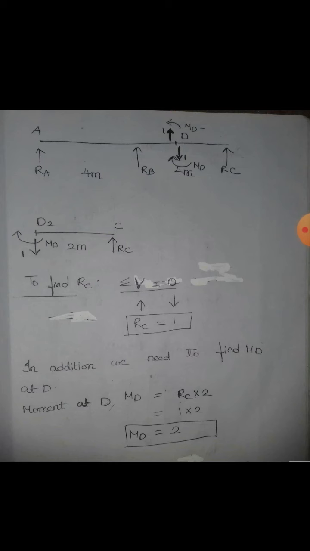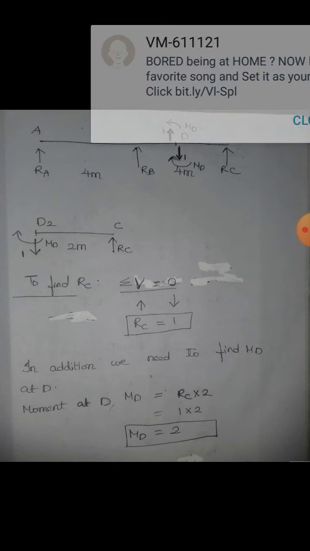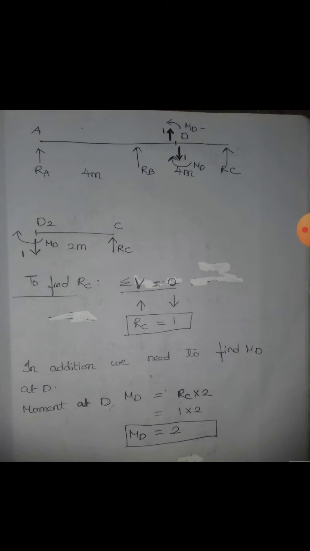We will segregate this part, we'll separate this part DC. So D to C. Let us find RC. Again at the D point, a load is acting downward, 1. If we apply summation V equal to 0, RC equals 1. RC is upward, whereas there is a downward unit load applied, unit shear applied.